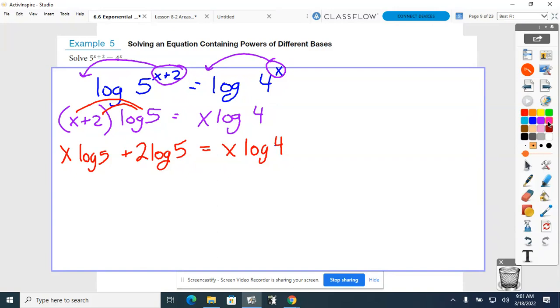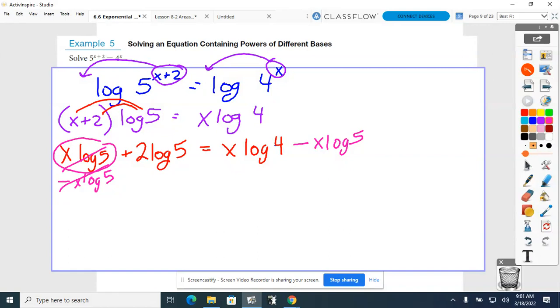When you're solving and you have an x on both sides, what's the next step? Get the x's together on one side. So I think I'll just move this one and subtract it over to the other side. So it's not over there anymore, it's over here.